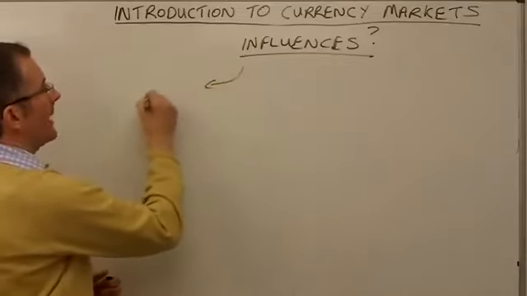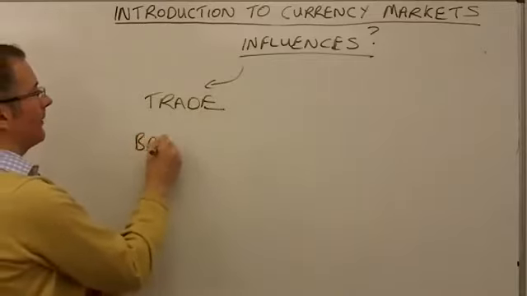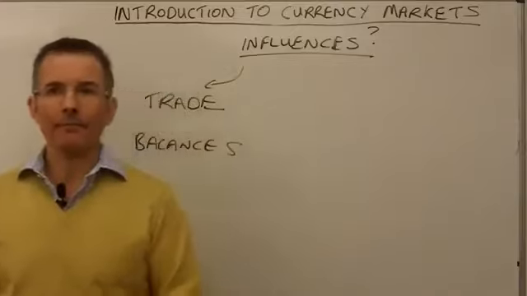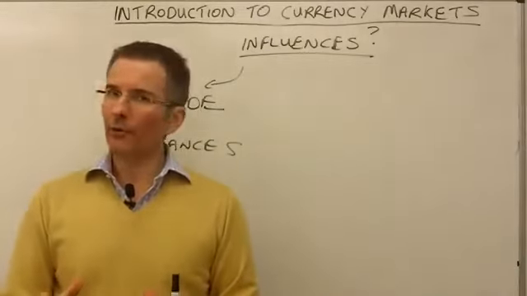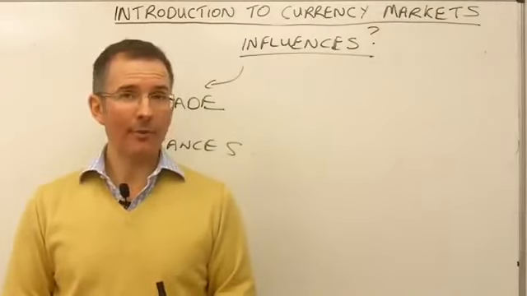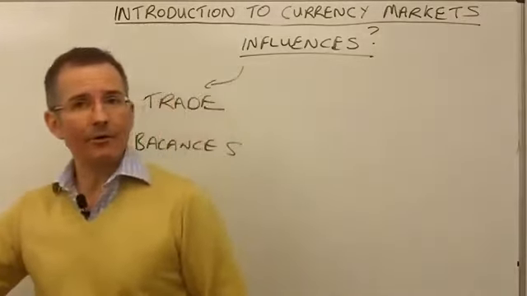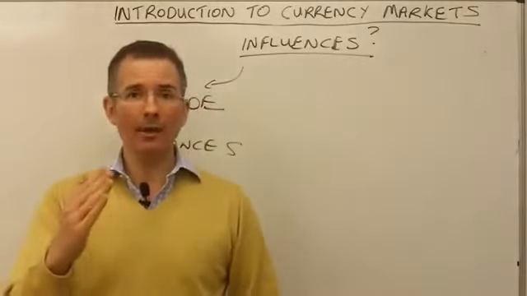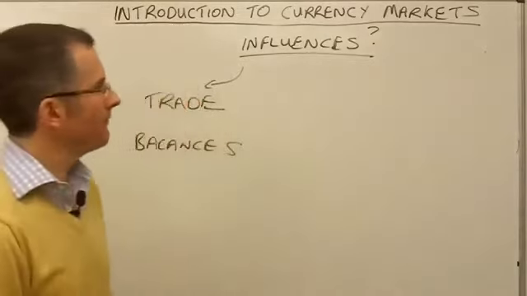Number one, trade. Or you could even say trade balances. Okay, countries trade with each other and they build up trade surpluses or deficits. To cut to the chase on this one, if lots of people want to buy American stuff, they need dollars to pay for it. So, demand for a country's goods and services will tend to drive demand for its currency as well. And that tends to suggest that a successful economy will have a strong currency. And that's broadly speaking true. So, that's one influence.